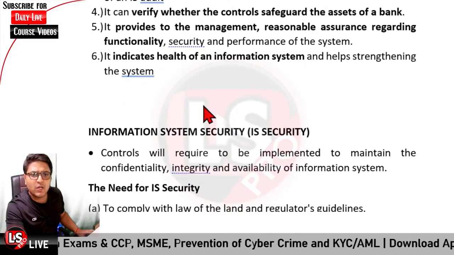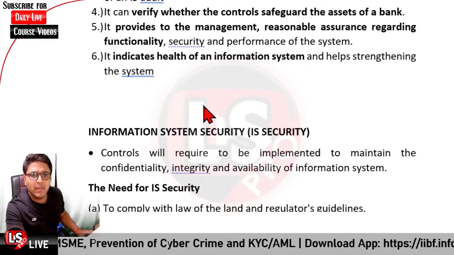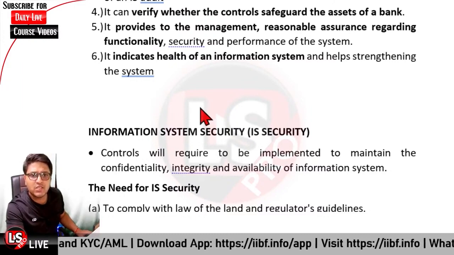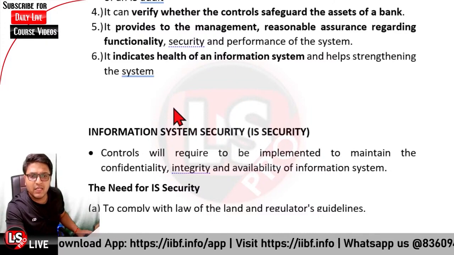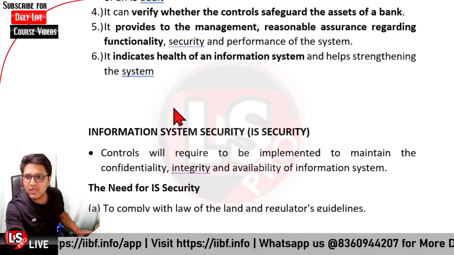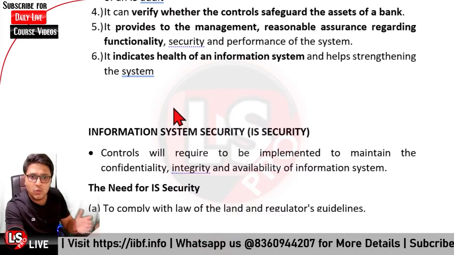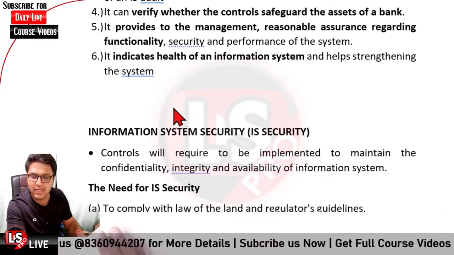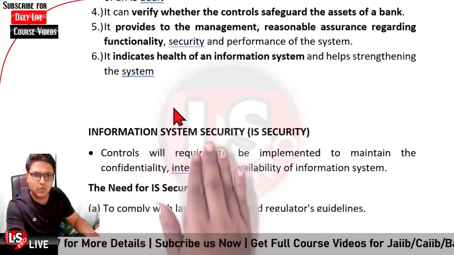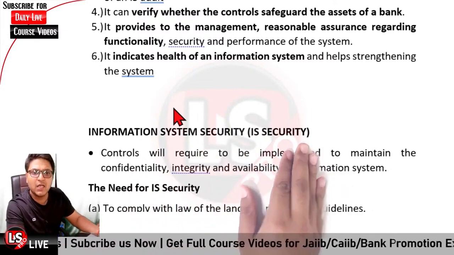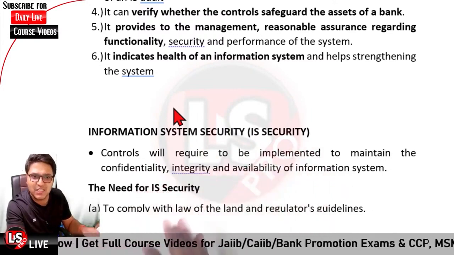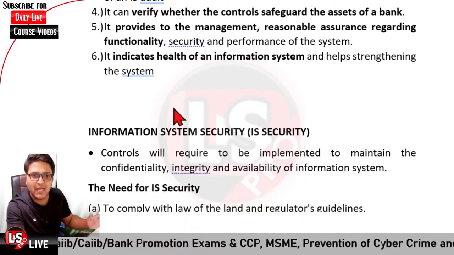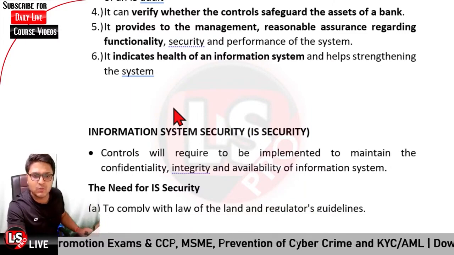Controls will need to be implemented to maintain the confidentiality, integrity and availability of the information system. When we deal with information system audit, it is basically about detecting, and further suggestions from the auditor team on how it can be prevented. But information system security consists of those controls which can be implemented to maintain confidentiality, integrity and availability of the information system. So what is the need of the IS audit?